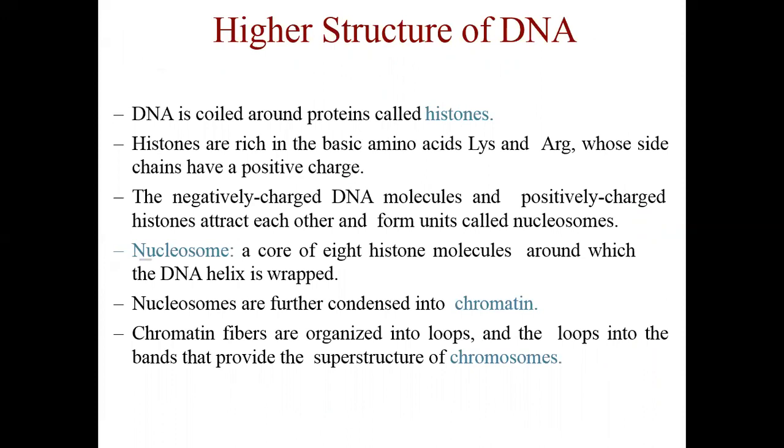The DNA double strand can be coiled around the protein known as the histone protein for the compact structure generation of chromosome. And histones are rich in the basic amino acids lysine and arginine, whose side chains contain positively charged amino acid. And as the DNA is negatively charged, they will form an electrostatic interaction with these positively charged histone proteins, and they form the unit known as nucleosome.